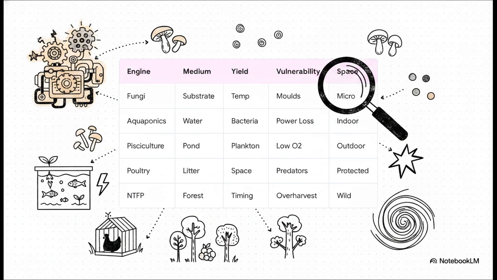Just look at the primary vulnerabilities. You can directly compare the risk of competing molds and fungi against power failures in aquaponics, oxygen depletion in pisciculture, E. coli in poultry, or overharvesting in the wild forest. Every single vocation is an engine, and every engine has its specific operating requirements and weak points.